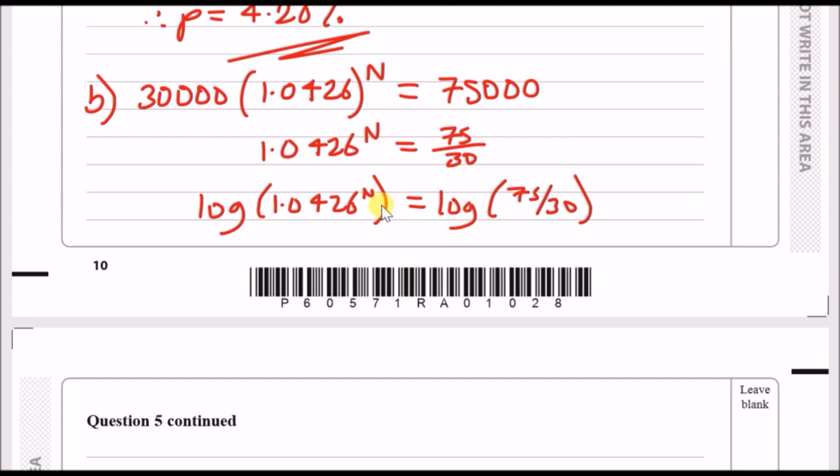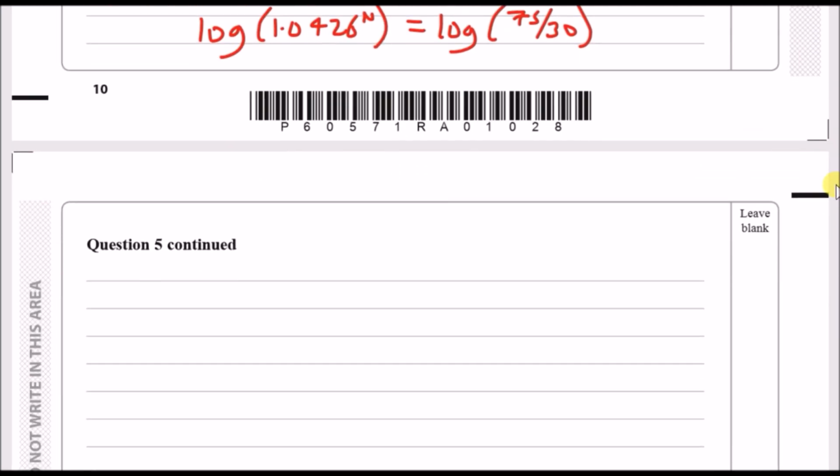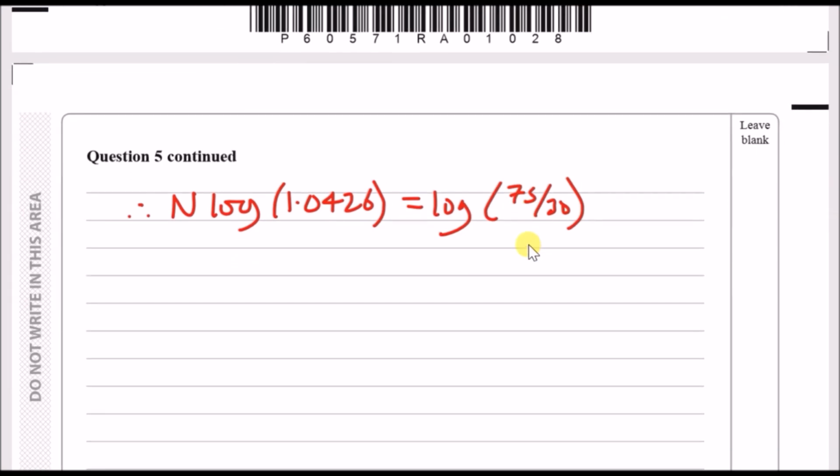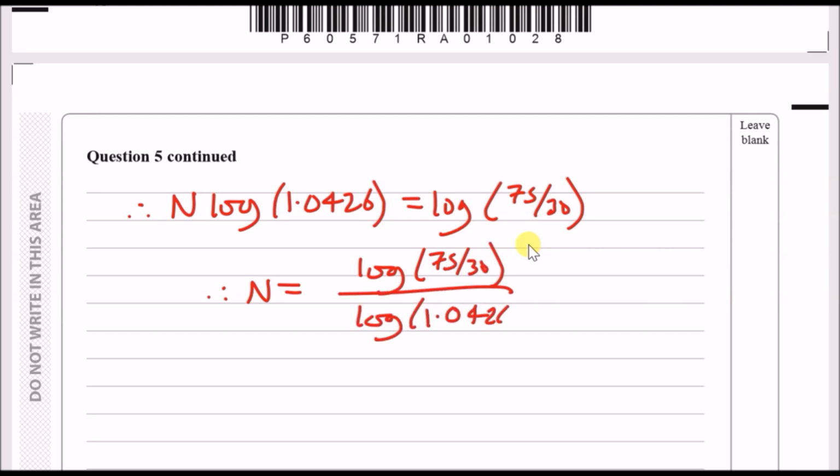Now, a very useful property of the logs is that when you got a power inside the expression, it goes in front of the log. So it becomes n times log 1.0426 equals log 75 over 30. And now all you do is literally divide the log term to the right. You're going to have n equals log 75 over 30 over the log 1.0426.